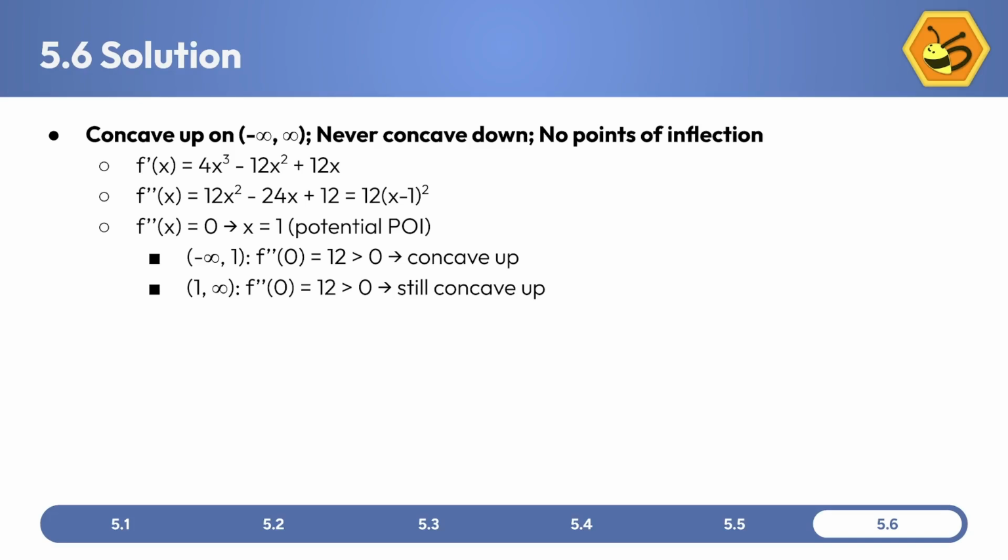Okay, so the solution I have is it's always concave up, it's never concave down, and there's no points of inflection. So hopefully I did it correctly, but if I made a mistake, please let me know. So our first derivative is this expression here, then we take the derivative again to get this expression. Then we have a very nice 12 times x minus 1 squared. So we just have a single potential point of inflection at x equals 1. And then we can test on intervals.